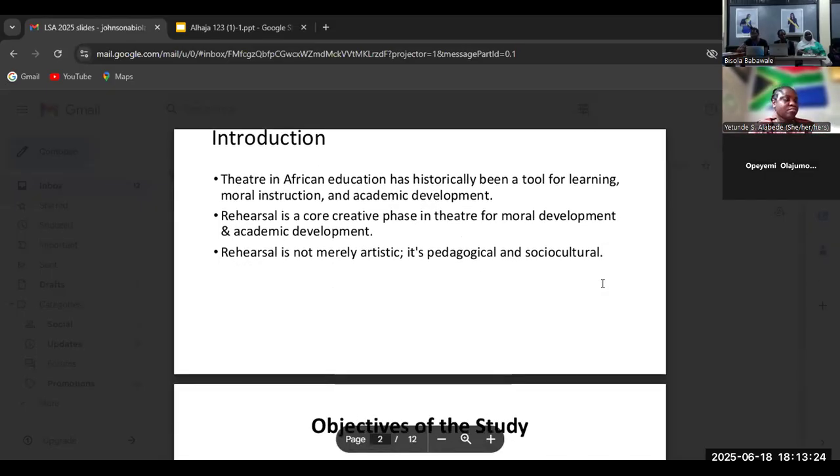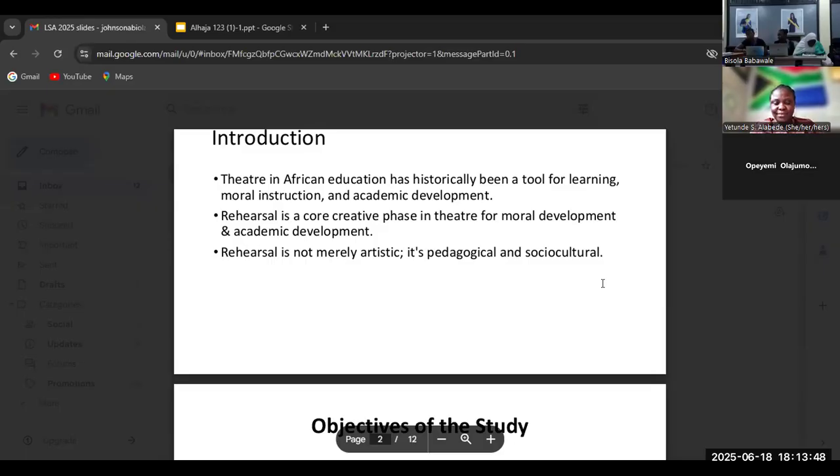And we have what they call the creative phase. It's not just a phase, it's a creative phase. Why? Because so many things go on during the rehearsal phase. It can be used for moral and academic development. It's not merely artistic, it's a pedagogical and socio-cultural tool.